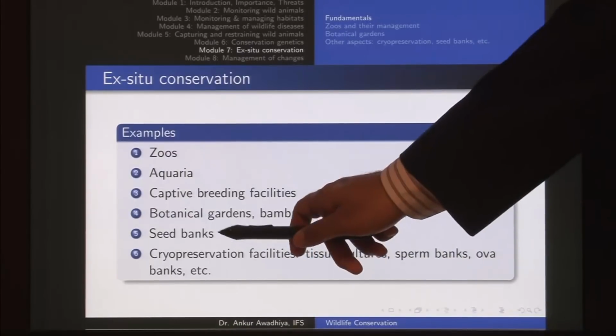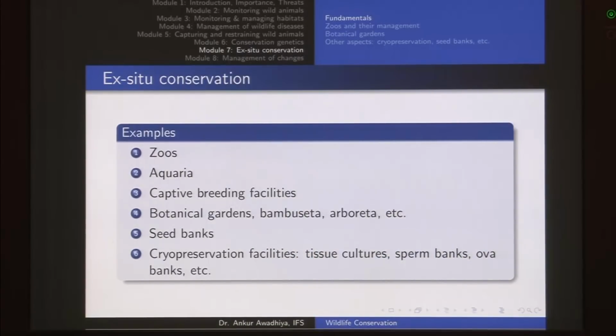Then you have seed banks in which you store the seeds of a number of plants. Then you have cryo-preservation facilities such as tissue cultures, sperm banks, ova banks, and so on. So these are the examples of ex-situ conservation facilities.